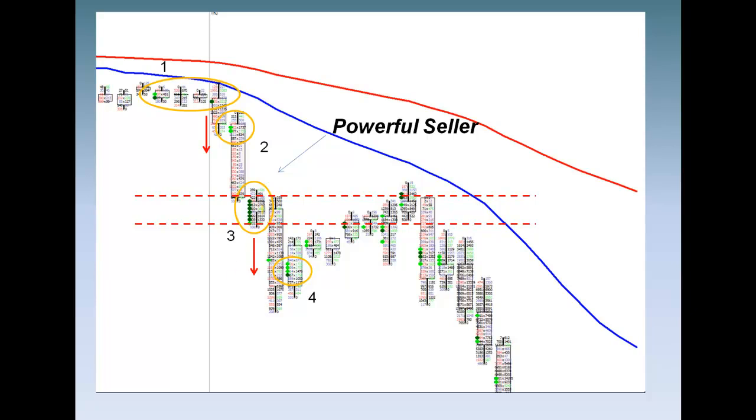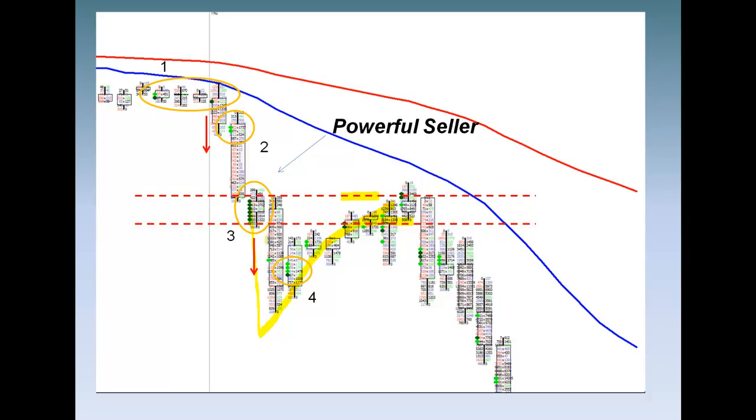This was obviously a powerful seller, as was the seller up here. Certainly more powerful than the buyer. And this is what happened. Prices continued to drop. Same thing here again. Powerful seller pushed prices lower. Now take a look. When we retrace and come back up, we're back into this zone of resistance. This is where the seller was.